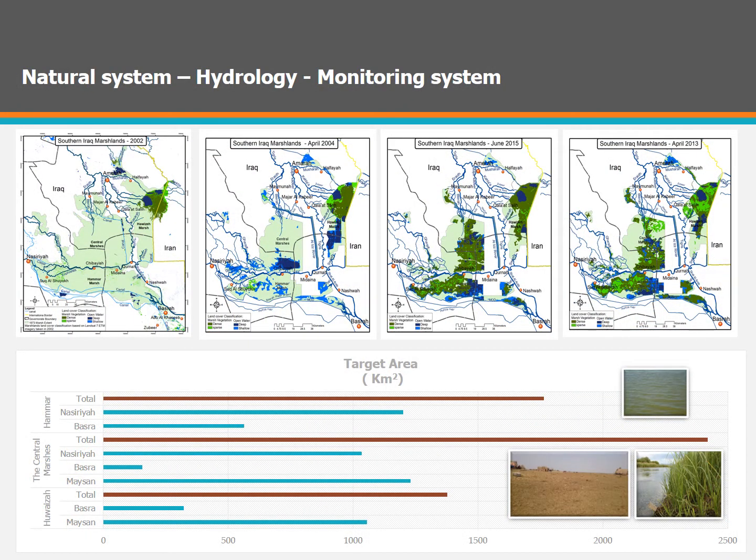The 4 maps on this slide show the evolution of the area of the marshes between 2002 and 2013 and the impact of the restoration. The graph below with the target area is the target area identified for recovery in the management plan, which is discussed in the next slide.